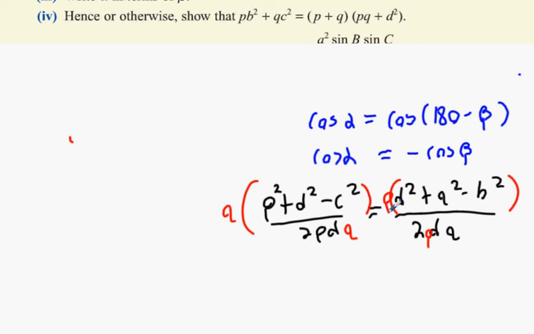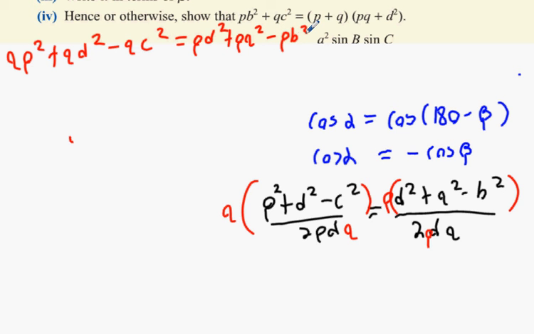So multiply it out, qp squared. Yeah. What else? qd squared. Yeah. Anything else? Minus qc squared. Yeah. Anything else? pd squared. Yeah. Anything else? pq squared. Yeah. Anything else? pb squared. Now, what do I want on the left hand side on its own?